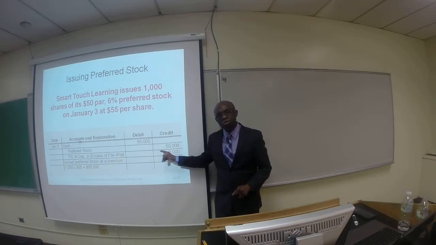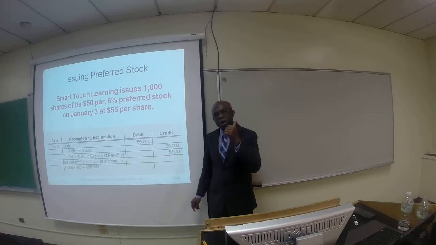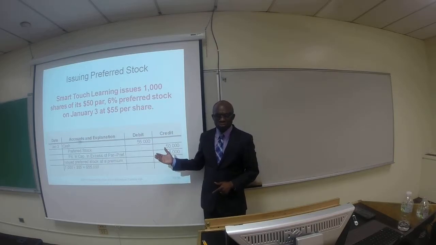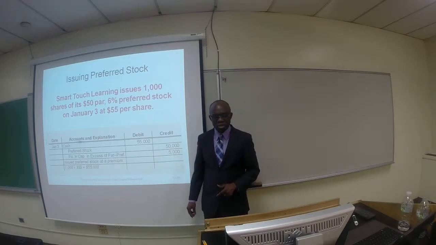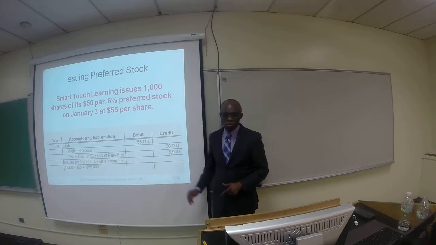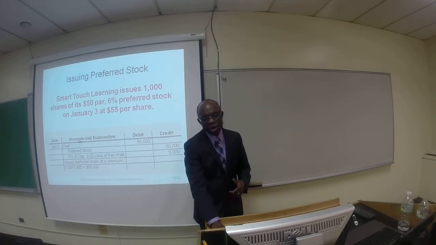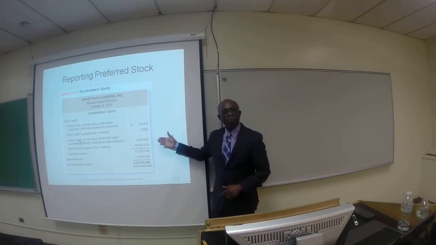It is important for you to know this. Preferred stock is credited based on the number of shares that we sold or issued multiplied by the par value. In this case, we issued 1,000 shares and the par value is $50. So we credit preferred stock for $50,000, and the difference of $5,000 is credited to paid-in capital in excess of par preferred stock.